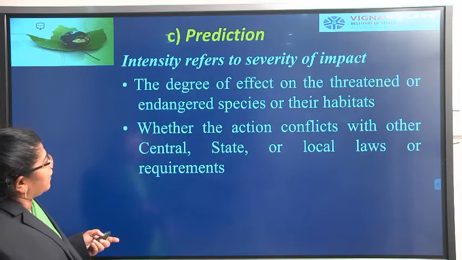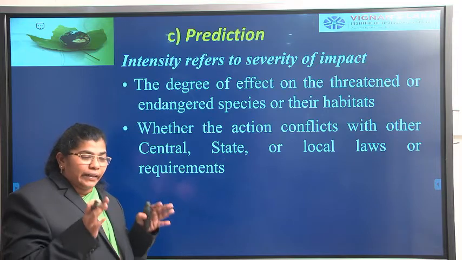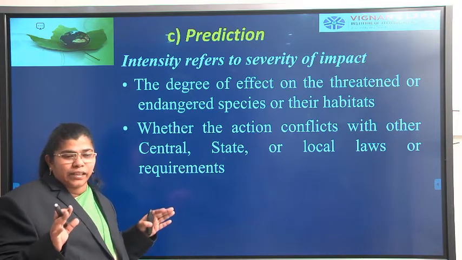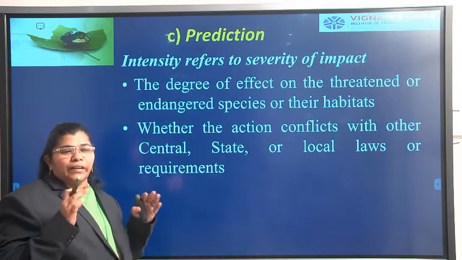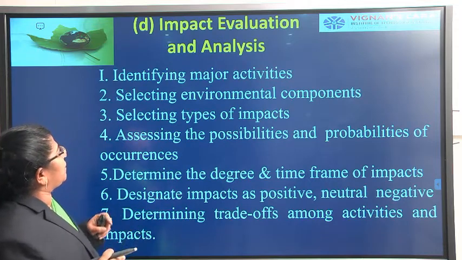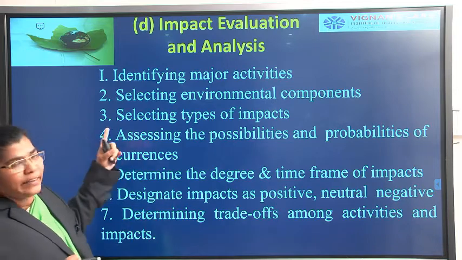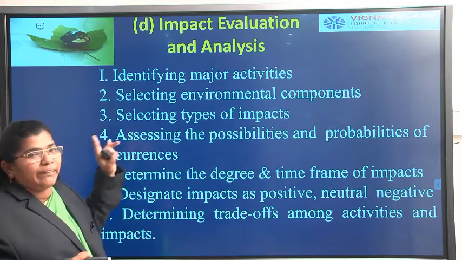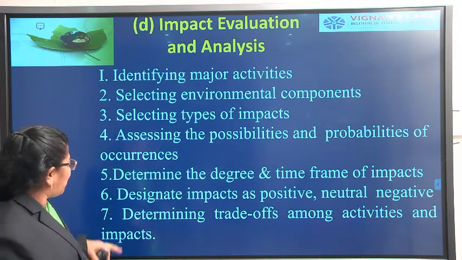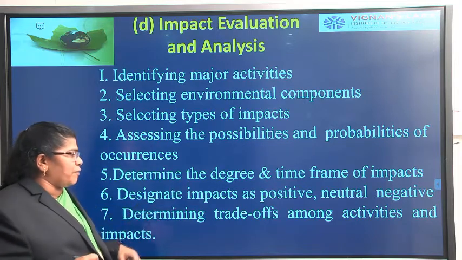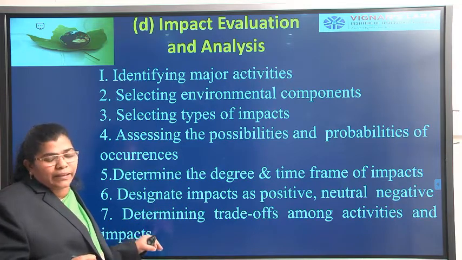Okay. So the main thing predicted is whether it will have any negative impact on the endangered species, and any negative impact on human beings. The last one is the analysis part. In the analysis, there are 7 points: identifying the major activities, selecting the environmental components, selecting the type of impacts, assessing the possibilities and probabilities of occurrence, determining the degree and time factor of impacts, designating impacts as positive, neutral or negative, and determining the trade-off among the activities.